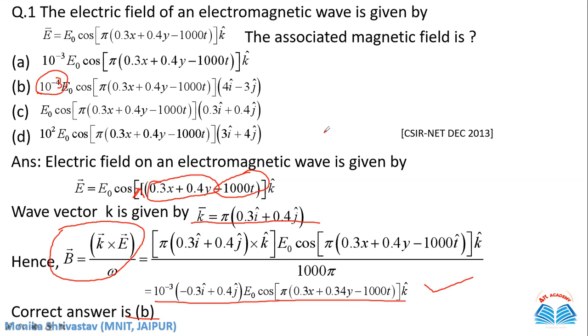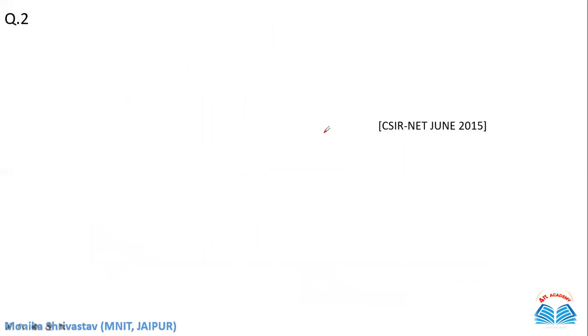Just remember the recipe to solve: if you are given the electric field, how can you get your magnetic field? If you have any query, you can ask me in between also. Just stop me and ask me whatever you want to ask. Okay, so moving ahead, this is our question number 2.